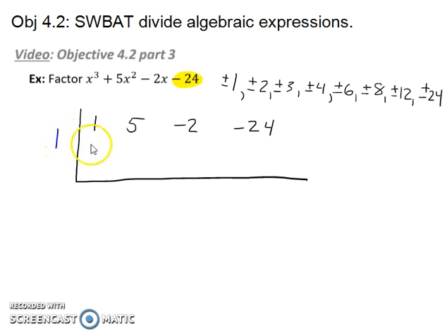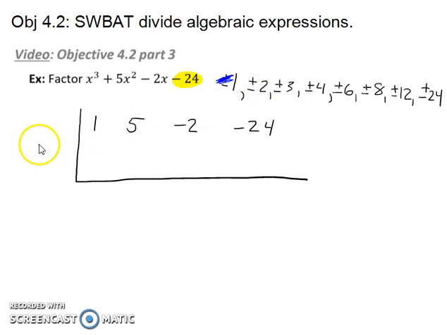So I'll put a 1 out here. 1 comes down, this one comes down, of course. And then 1 times 1 is 1. 5 plus 1 is 6. 1 times 6 is 6. Negative 2 plus 6 is 4. 1 times 4 is 4. And oh look, that is not going to be 0, right? Since it's not 0, that means 1 is not the number I'm looking for. So I'm just going to erase this. I'm hitting undo, you're going to erase. And I can cross off positive 1 as my option.